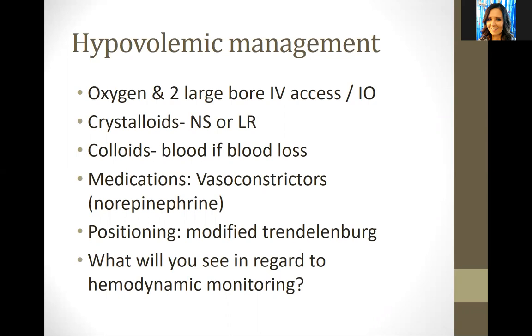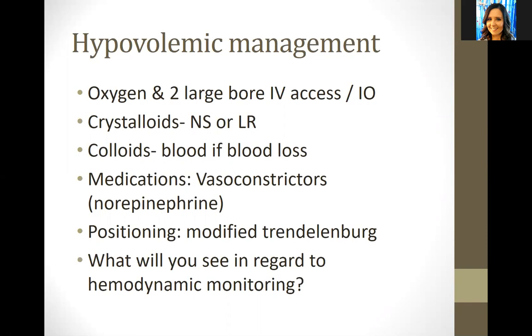Now, we like to give cross-matched blood because reactions are less if we have cross-matched blood. However, if it is related to a trauma like an MVC, you might see them give trauma blood. Trauma blood is O negative, so they don't have time to wait on a type and cross-match, so they give O negative. Because remember, everybody can receive O negative.